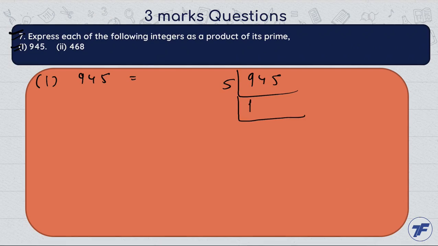5 1 जा 5, 5 8 जा 40 and 5 9 जा 45. Again divide by 3 because it is not divisible by 5. 6 3 जा 18 and 3 3 जा 9. Again divide by 3, 3 2 जा 6 and 3 1 जा 3. Again divide by 3, 3 7 जा 21, 7 1 जा 7.